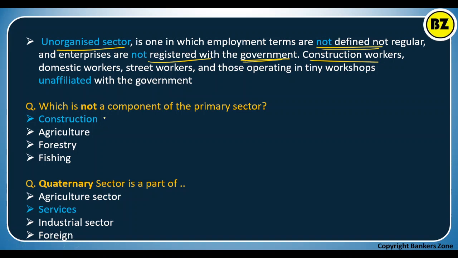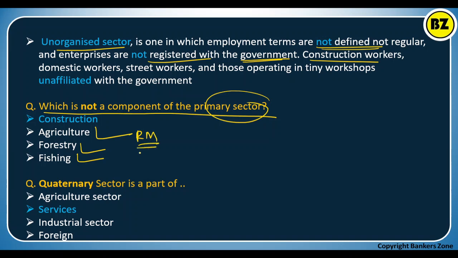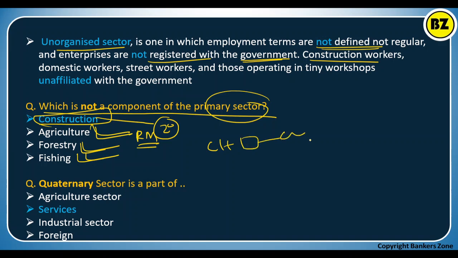Now see some sample questions. Which is not a component of the primary sector? Agriculture is primary, and fishing and forestry are also primary. Why? They use the raw material, they do not process it. So agriculture, forestry, fishing are the primary sector. Construction is a secondary sector, the manufacturing or secondary sector, because they use cement and different materials to construct. So which is not a primary? Construction is not a primary.